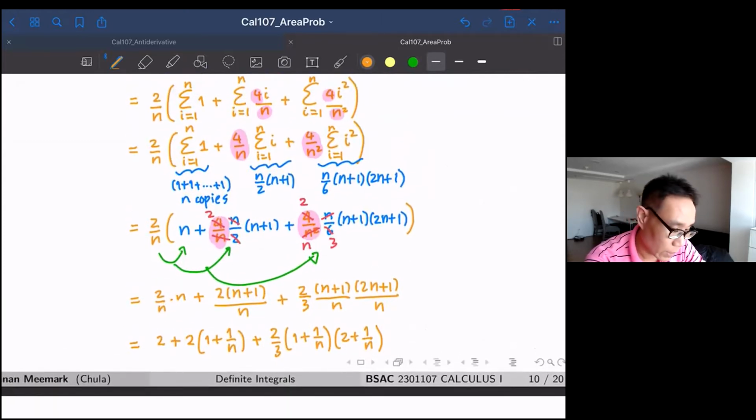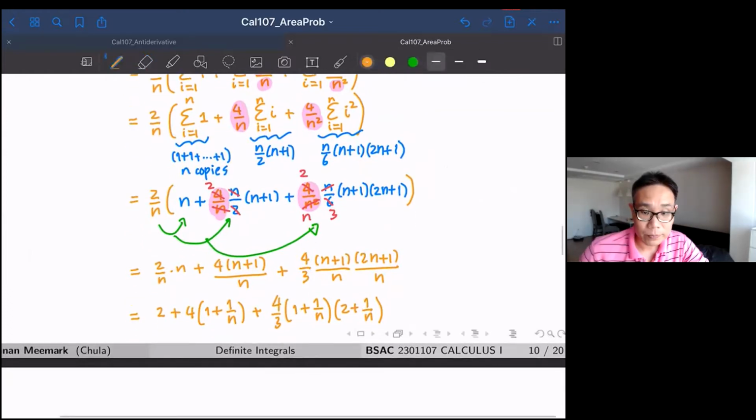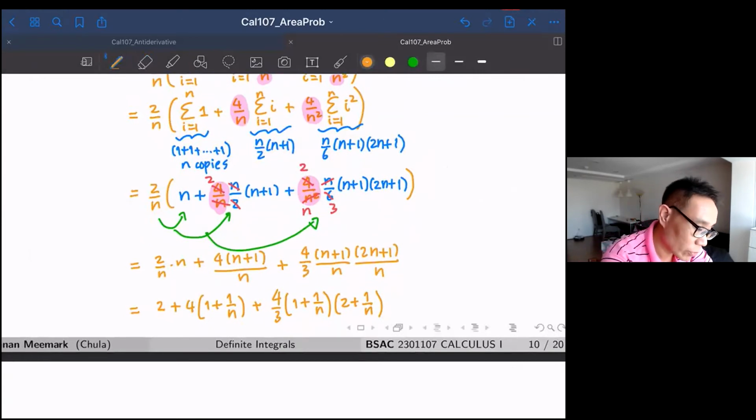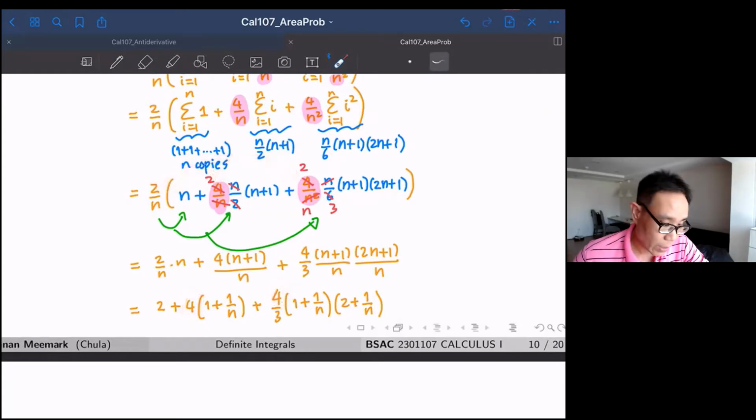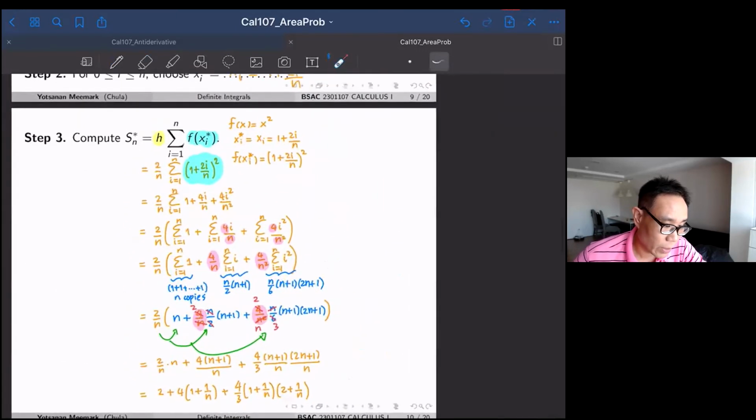Okay, so this one, I forgot something, right? This one must be 4, and this guy must be 4, this guy must be 4, and this guy must be 4. Okay, sorry. I multiply by 2 for each term, so I get my 2 fours here. So this is the thing called the Riemann sum.